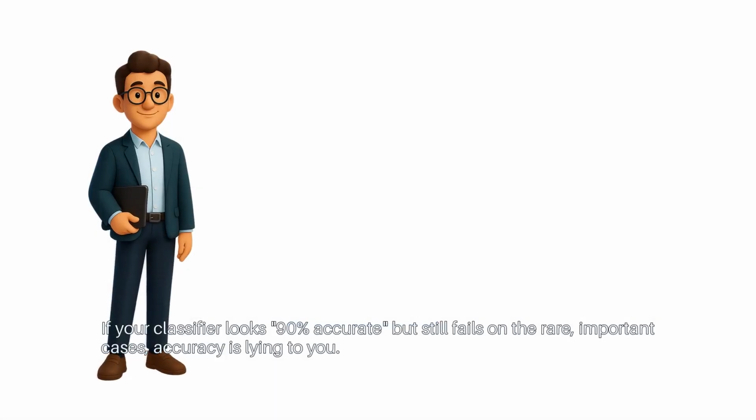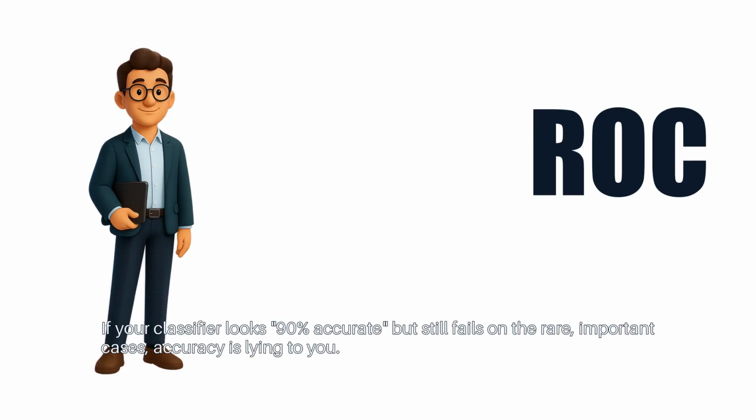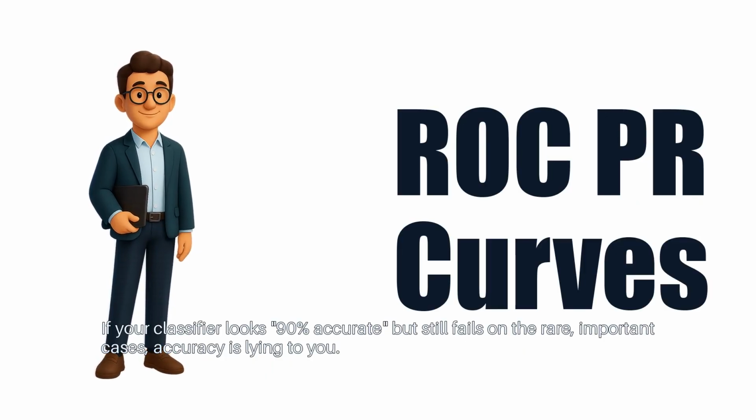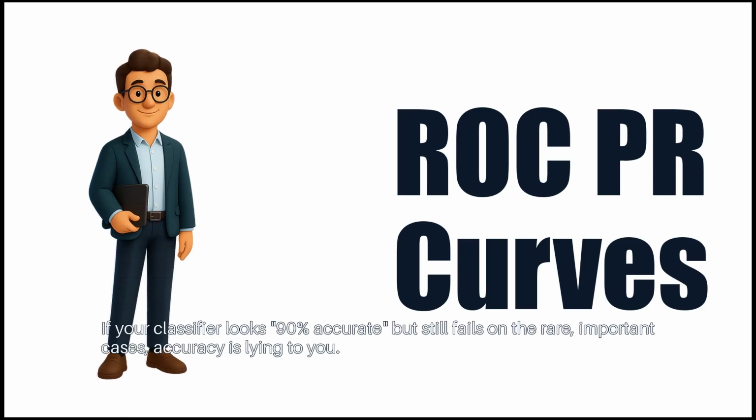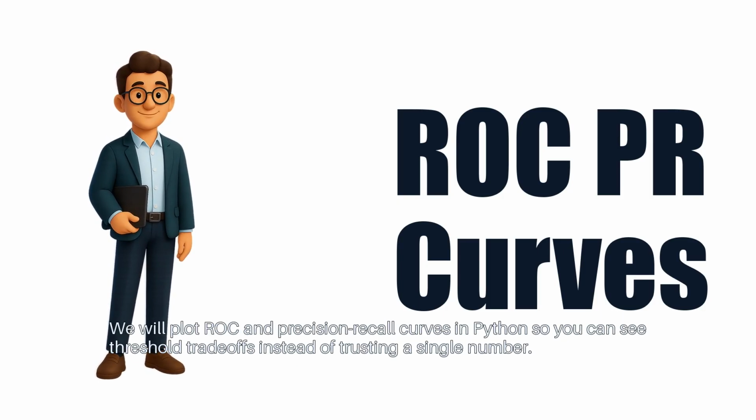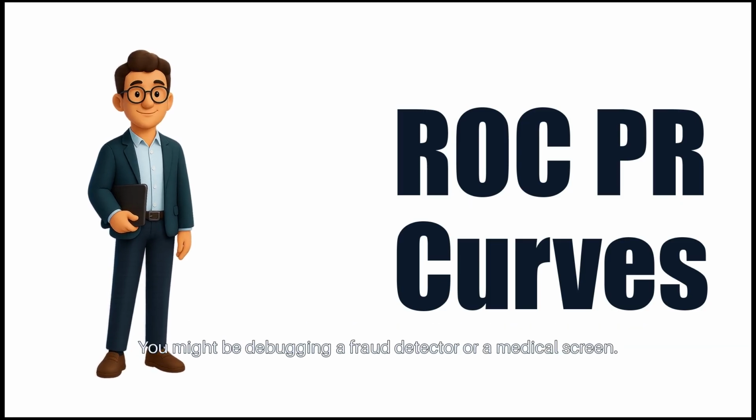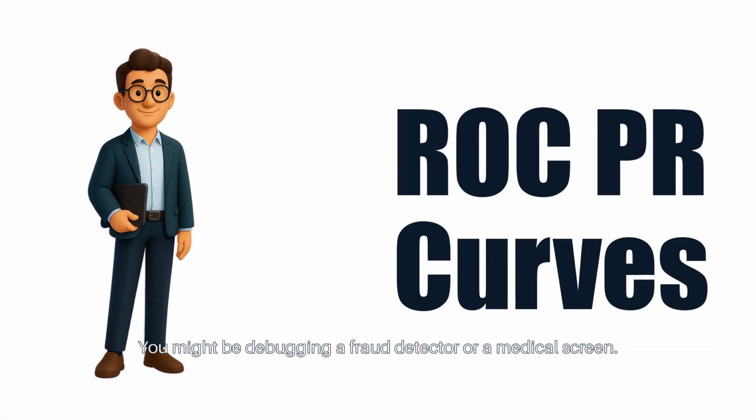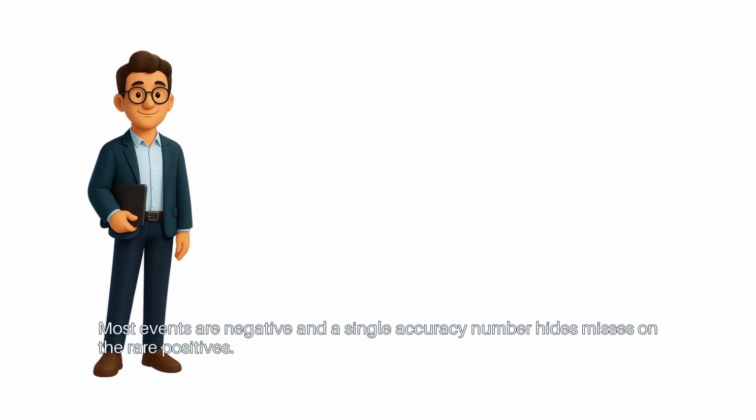If your classifier looks 90% accurate, but still fails on the rare important cases, accuracy is lying to you. We will plot ROC and precision recall curves in Python so you can see threshold trade-offs instead of trusting a single number. You might be debugging a fraud detector or a medical screen. Most events are negative, and a single accuracy number hides misses on the rare positives.